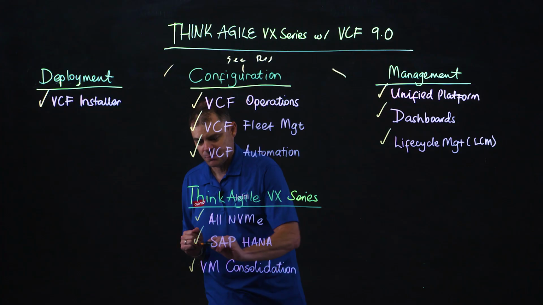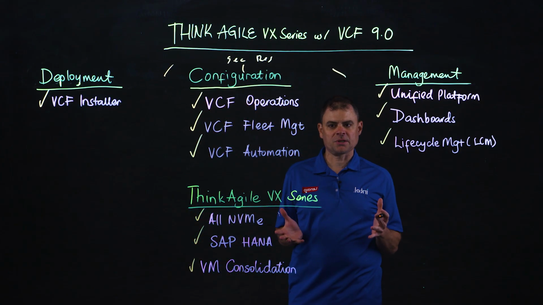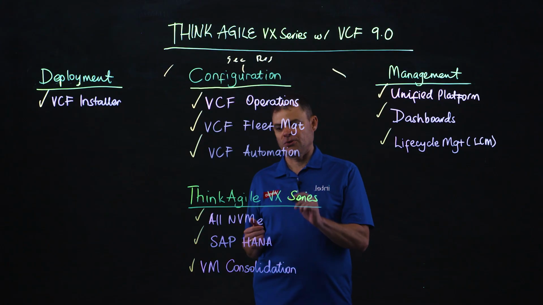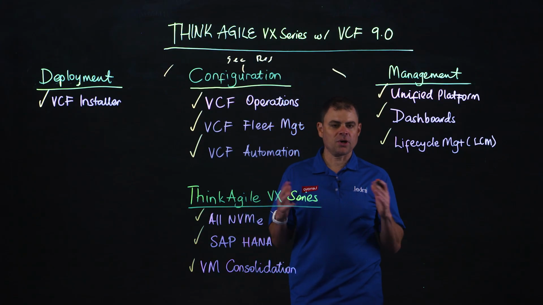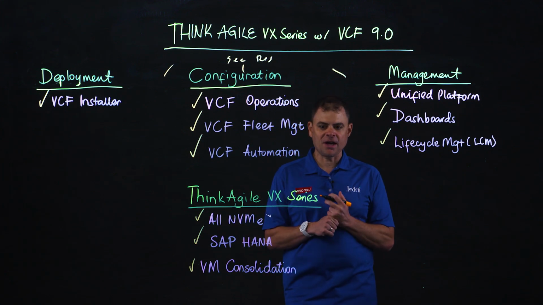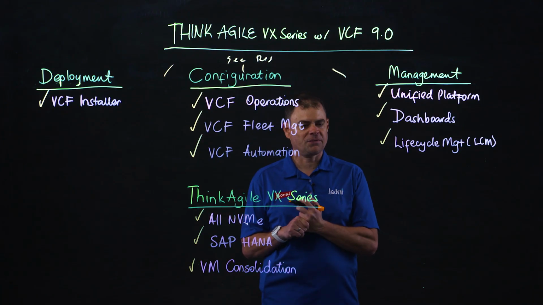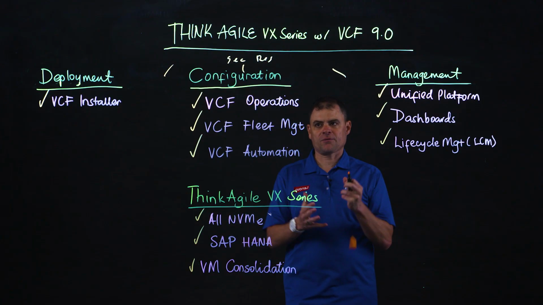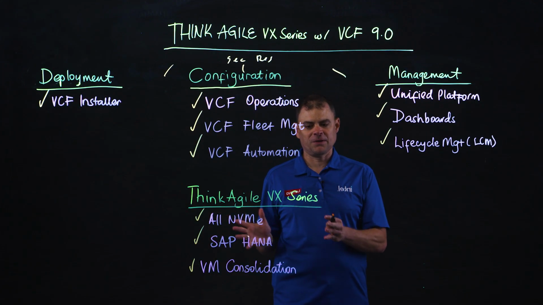And then certainly last but not least, VM consolidation, right? With all of the improvements that we've talked about and also our ThinkAgile VX V4 that was just released, you can see incredible amounts of consolidation. In fact, with an average lifespan of maybe 5 years for an environment, we could see as much as a 5-to-1 consolidation between all of the CPU improvements and software improvements within VCF 9 and ThinkAgile VX V4.